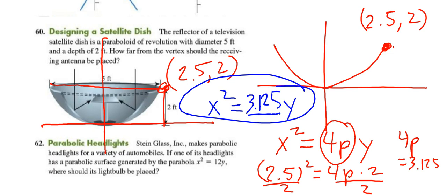How do you know it's not 5? Look inside here. You see the focus? It's less than 5. They're saying that the depth of the satellite dish is 2. But the focus is not going to be at 2 units away. In fact, it's 3.125 divided by 4, so it's close to 3/4. So that picture doesn't even do it justice.